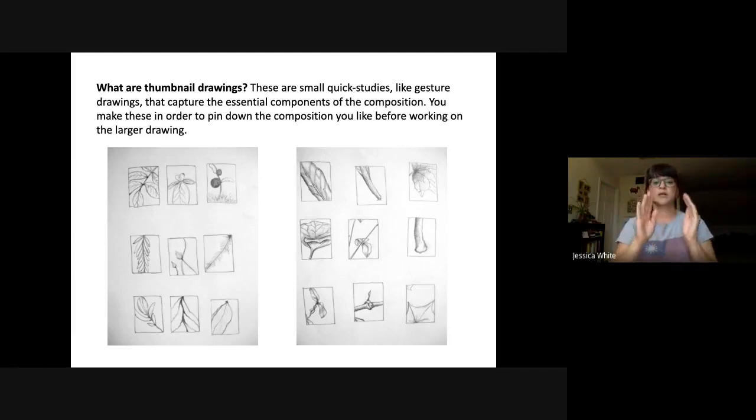You're basically just working out what that composition looks like on the page before you tackle the larger drawing. It's a really good way to figure out what you like the most before you put a lot of time and effort into a larger drawing. It's easy to see these compositions on a smaller scale like this.